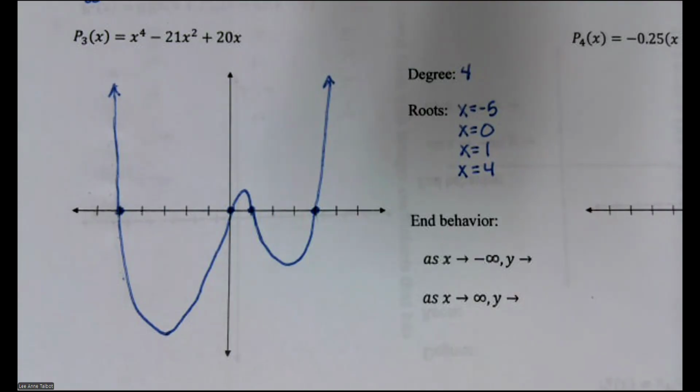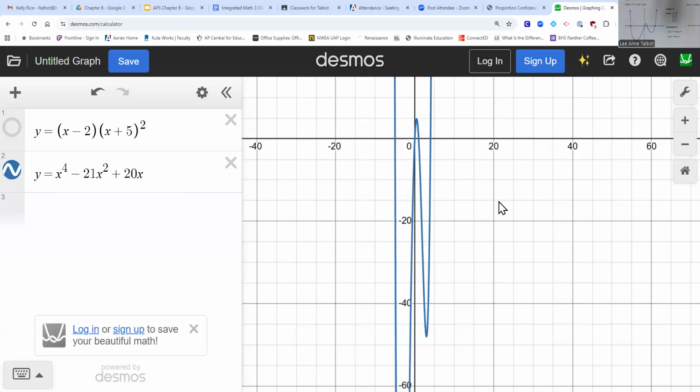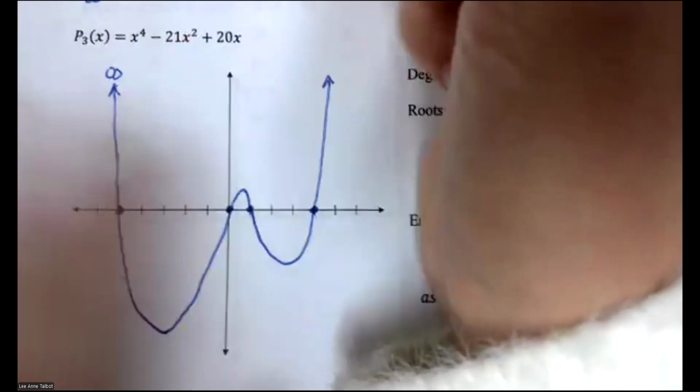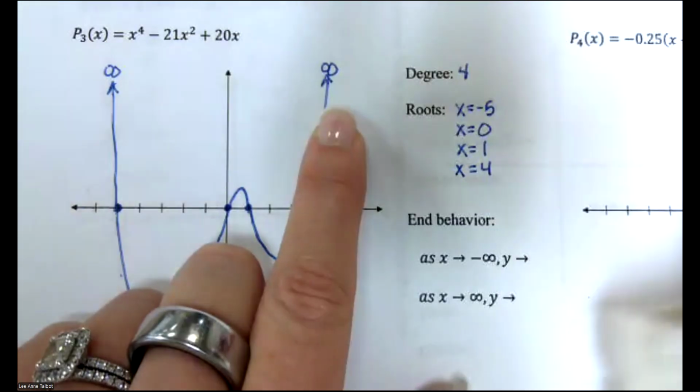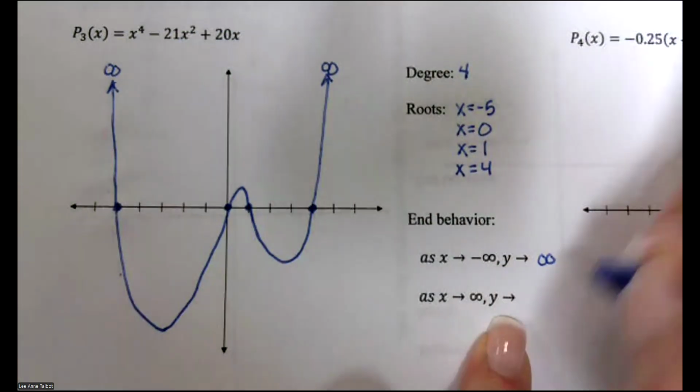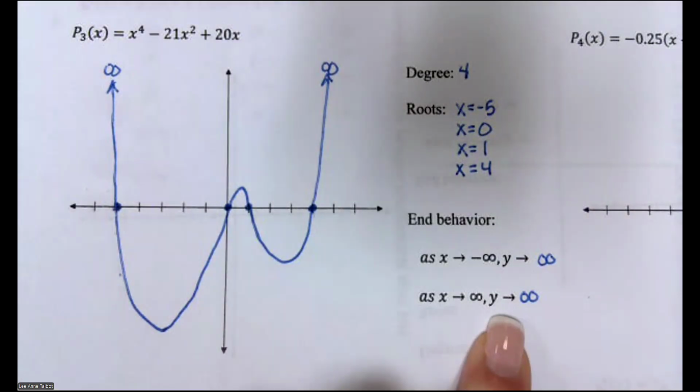Let me show you the picture again, just so you can see what I'm talking about. Does that make sense from what I drew? Okay. All right. End behavior, left arrow is going up, right arrow is going up.